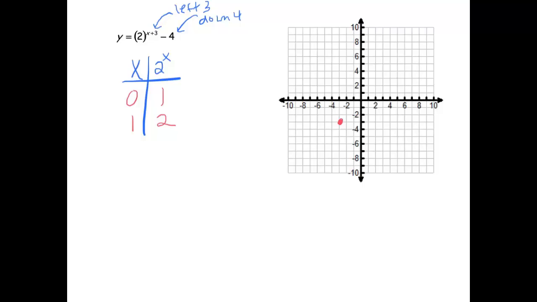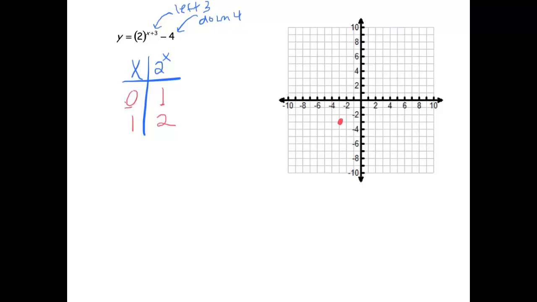Some of you in class like moving a point on the table. And if you move something left 3, that would mean you'd subtract 3 from this x value. And if you're going to move it down 4, you're going to subtract 4 from the y value. And that's where you get the negative 3, negative 3 from. Negative 3, negative 3.